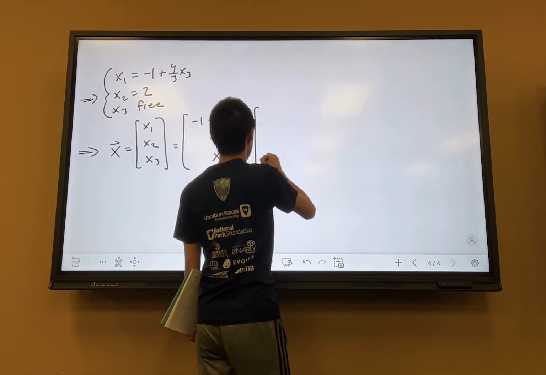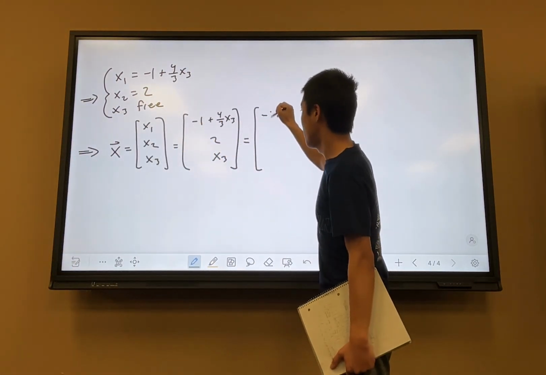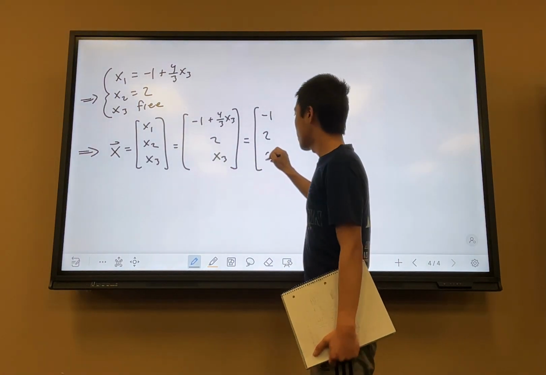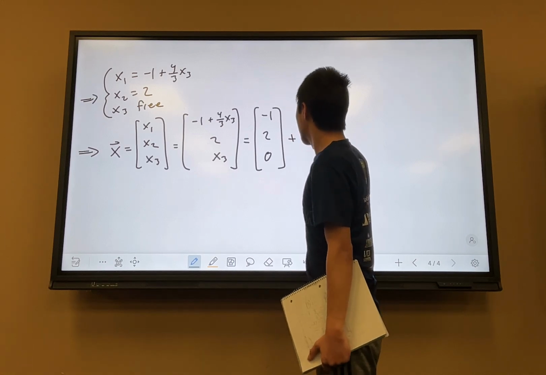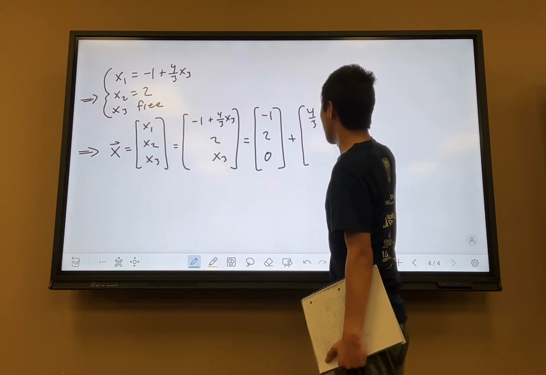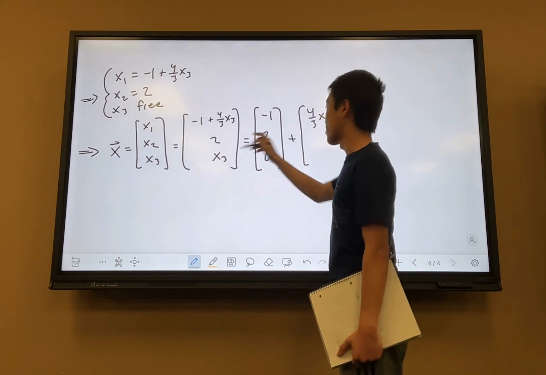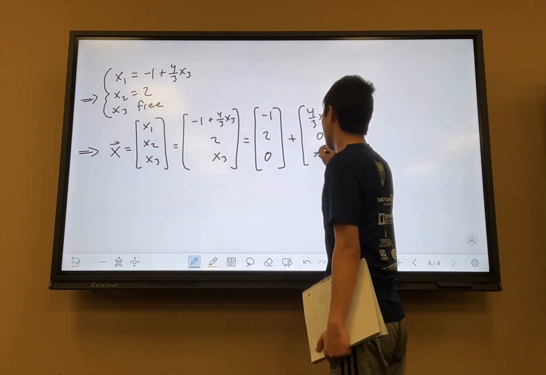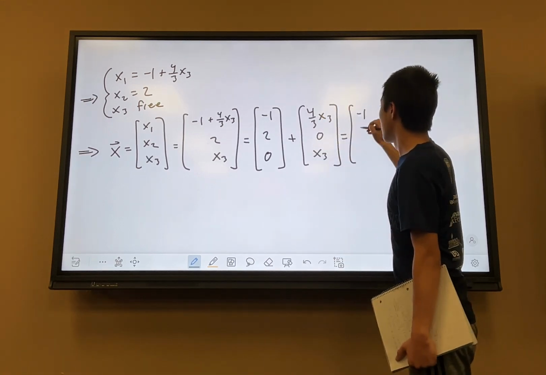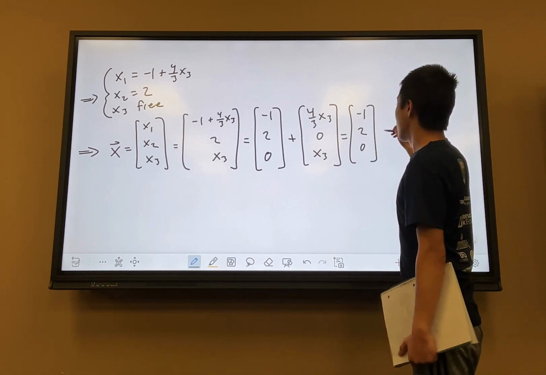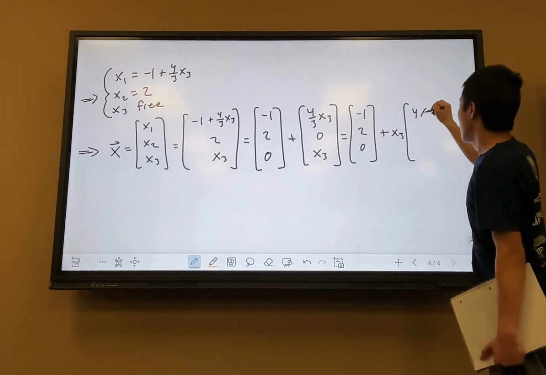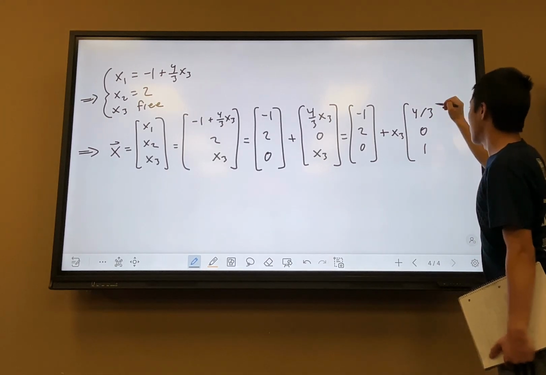So the constant term on the top is minus 1. The constant term here is 2. Is there a constant here? No, so it's 0. So I put 0, plus whatever's left: 4 thirds x3, no x3s here so that's 0, and then I have an x3 here. So here's my constant vector, and if I factor out the x3, the free variable, then I get 4 thirds, 0, 1.